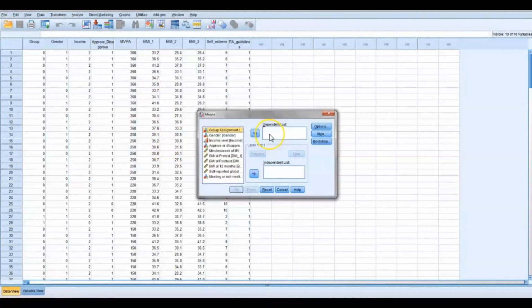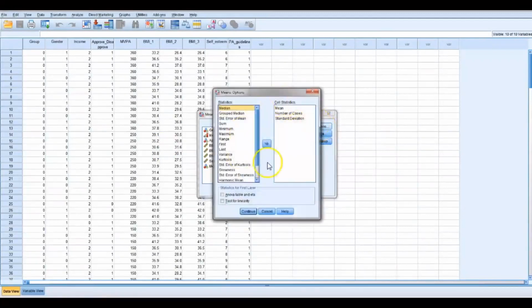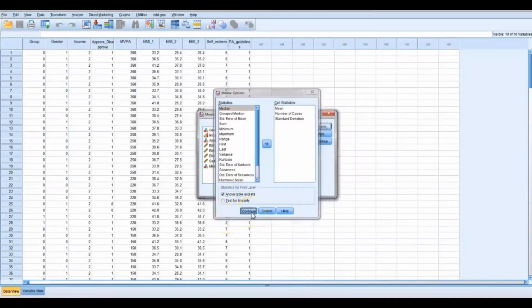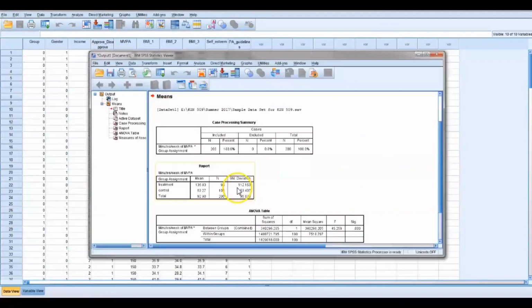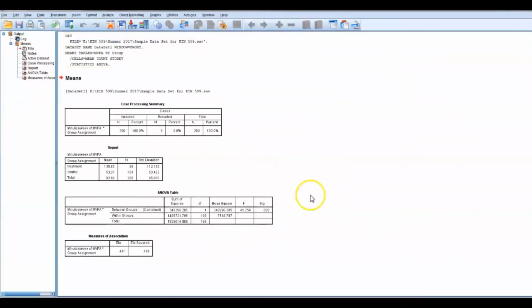My dependent variable in this case, we already said, is minutes per week. My independent variable is group assignment. I don't have to indicate anything with the groups. It automatically does that for me. There are no options that I need to check except here at the bottom. I do want my ANOVA table and eta. Hit continue, hit OK, and here is the output that I get, and it's the same thing that I just uploaded.